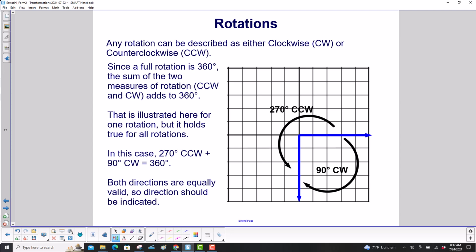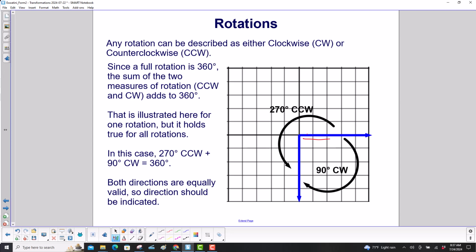Any rotation can be described as either clockwise or counterclockwise. Since a full rotation is 360 degrees, the sum of the two measures of rotation adds to 360 degrees. That is illustrated here for one rotation, but it holds true for all rotations. In this case, 270 degrees counterclockwise and 90 degrees clockwise equals 360 degrees. Both directions are equally valid, so direction should be indicated.